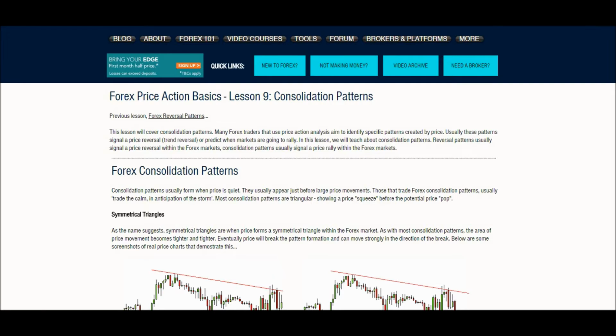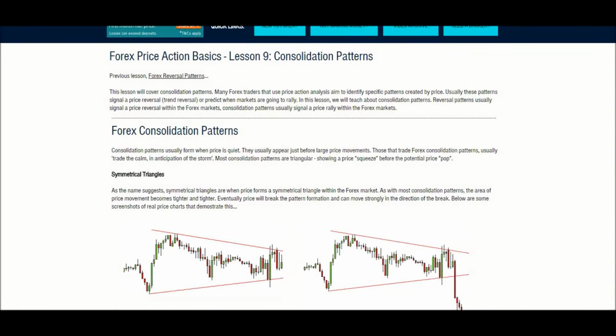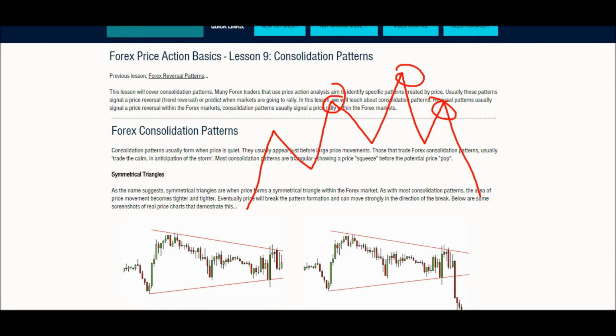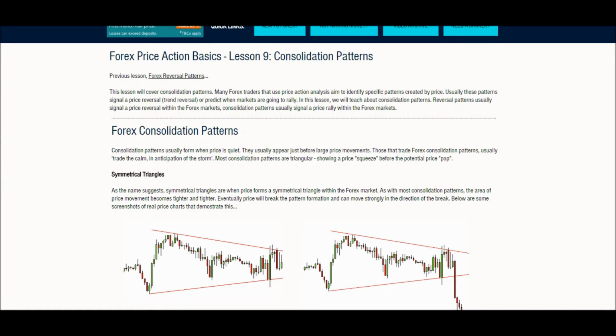So this is Forex consolidation patterns. So with reversal patterns, we would generally have a trend that comes to an end and get a head and shoulders pattern, sometimes a double top, double bottom, these sort of things. So the patterns we looked at in the previous lesson, but there are other patterns in the Forex markets too, and these are consolidation patterns.